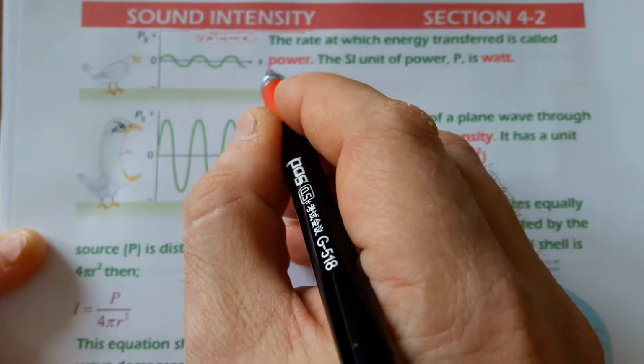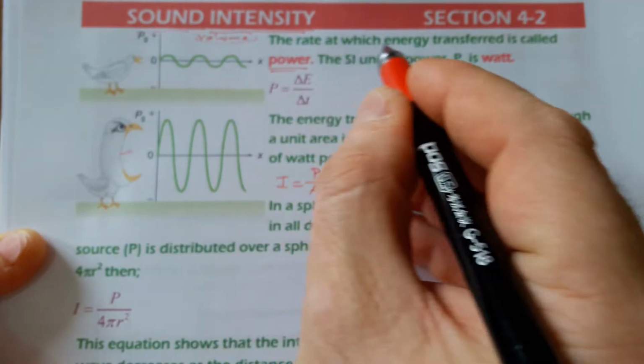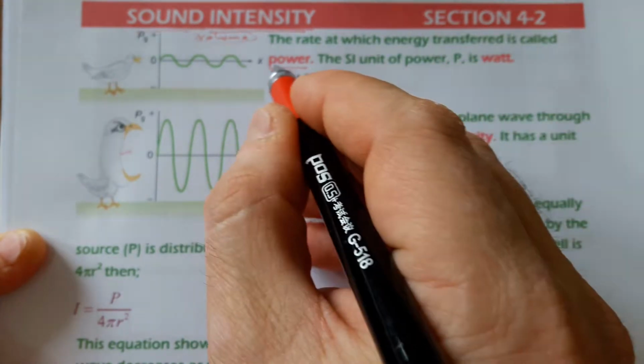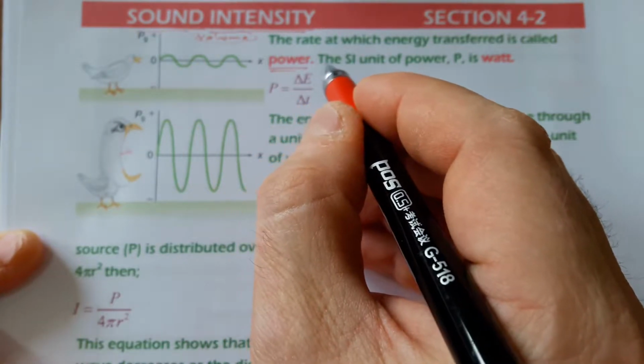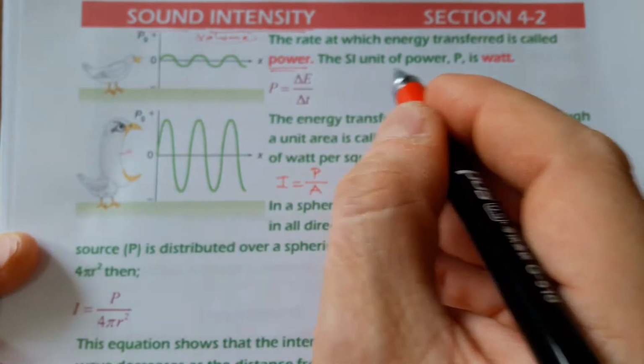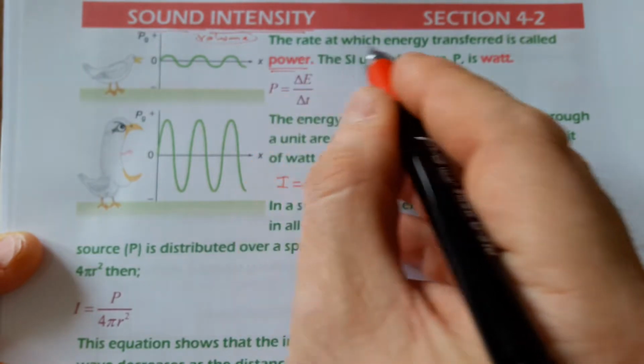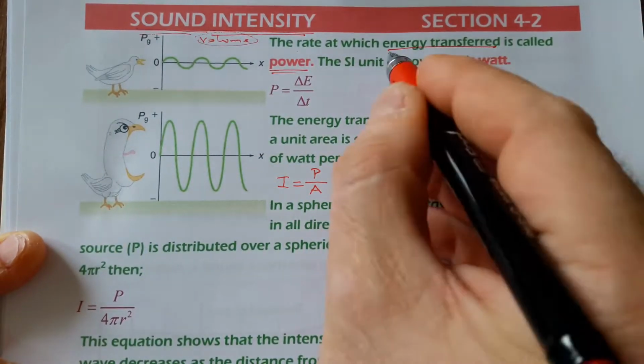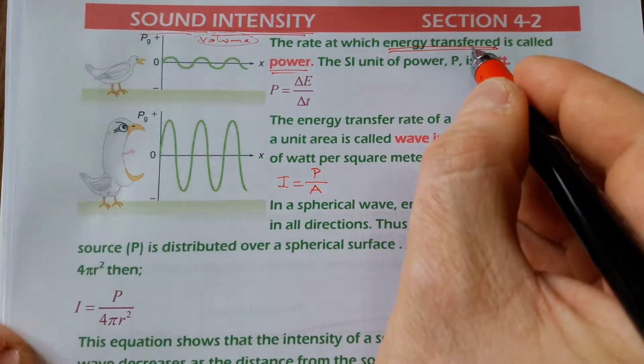One of them is what power is. The rate at which energy is transferred is called power. This is the definition of power. In the 11th class you also defined it the same way: the rate at which energy is transferred from one place to another.